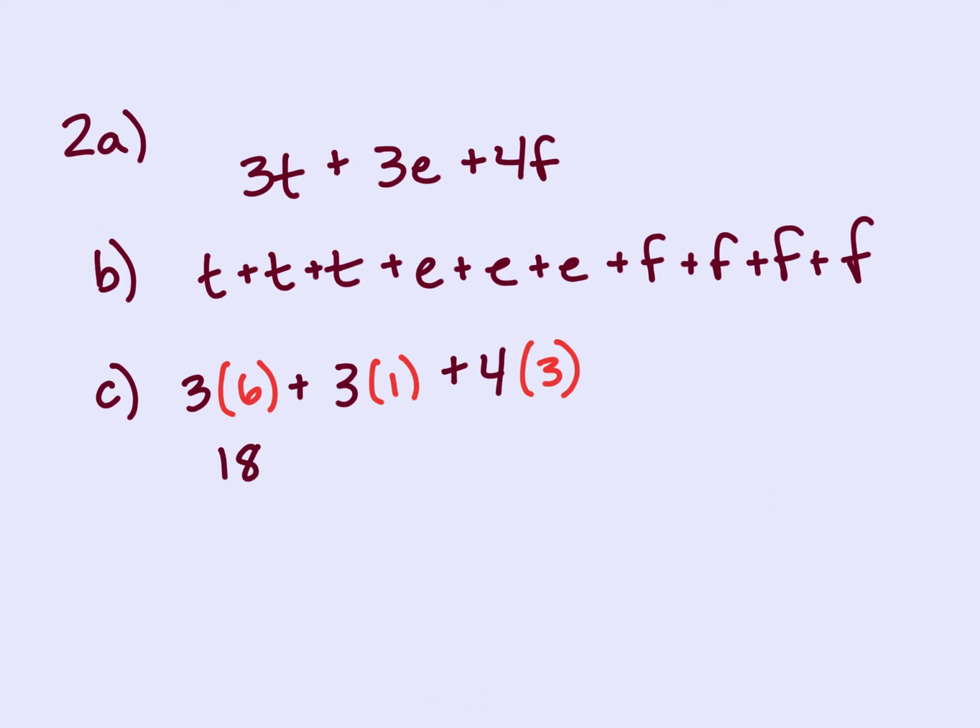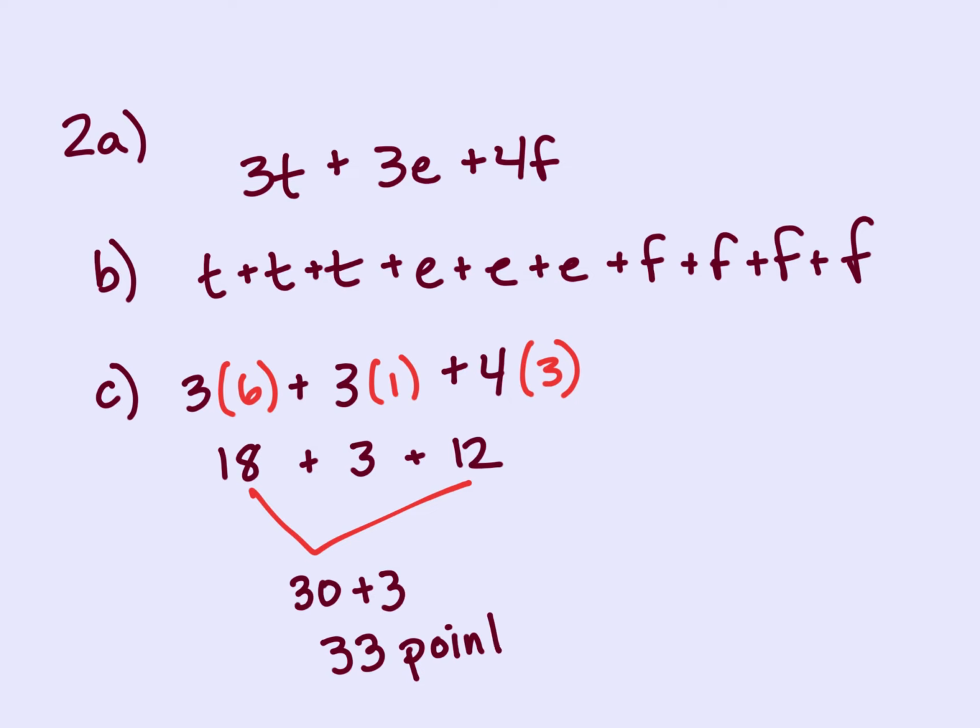3 times 6 is 18. 3 times 1 is 3. And 4 times 3 is 12. You can combine these two because those 8 and 2 make a 10 for a total of 30. And our final answer should say 33 points.